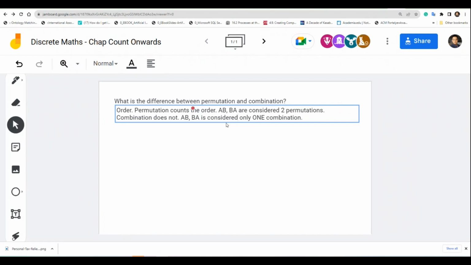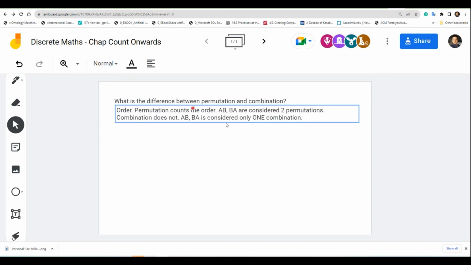Let me give you an analogy. You go to the mama restaurant. You order roti canai and teh tarik. Does it make any difference if you order teh tarik and roti canai? Whether the roti canai comes first or teh tarik comes first, does it make any difference? No, right? That is called combination.